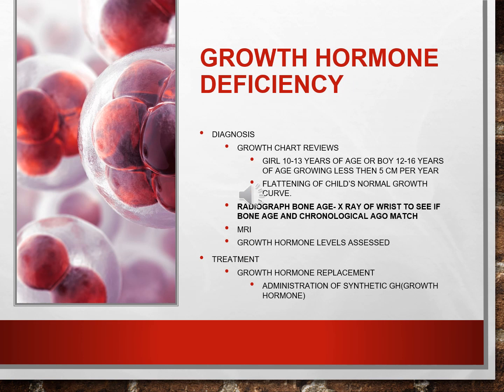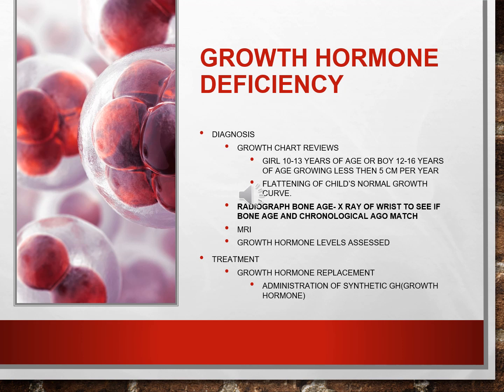So when we look at diagnosing growth hormone deficiency, you're going to be looking at that growth chart. Generally, you've got girls 10 to 13 and boys 12 to 16 that are growing less than 5 centimeters a year. And you'll also see a flattening of the child's normal growth curve on that growth chart.